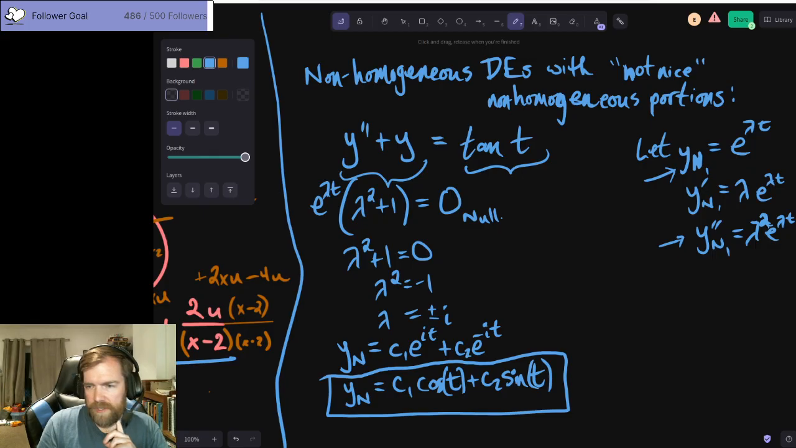So I had mentioned last time that here what we want to do is a bit different. Our particular solution, which has to have its derivatives summed up in the same order as the differential equation above, needs to be equal to the tangent of t. And so therefore, we would like it if this stuff had something to do with our null space solution.